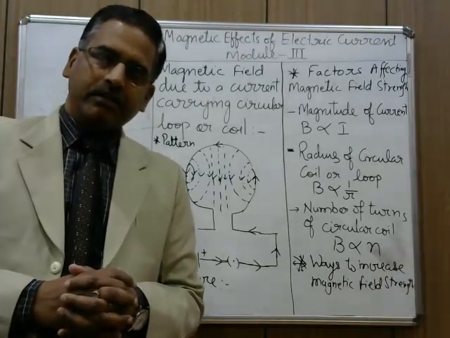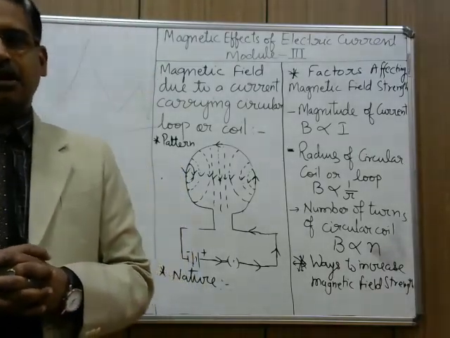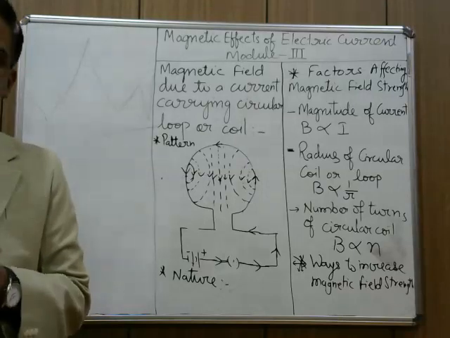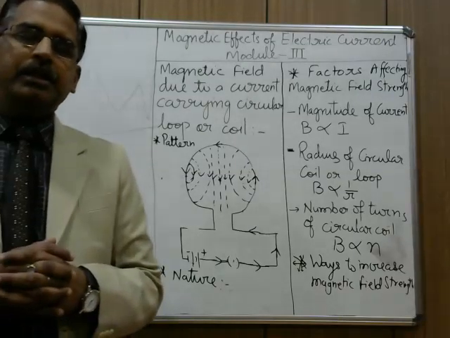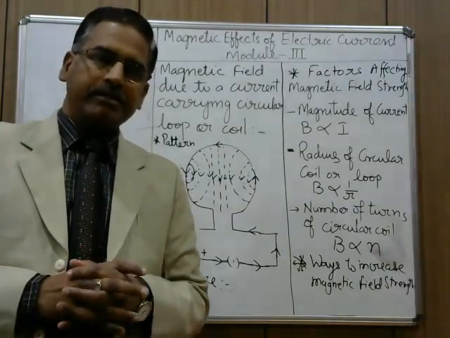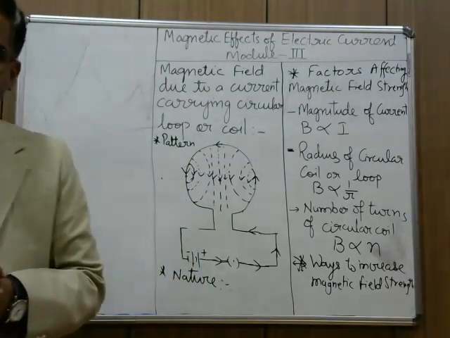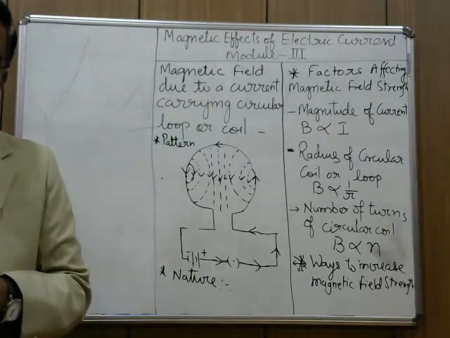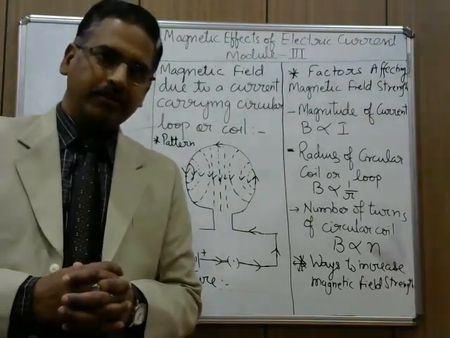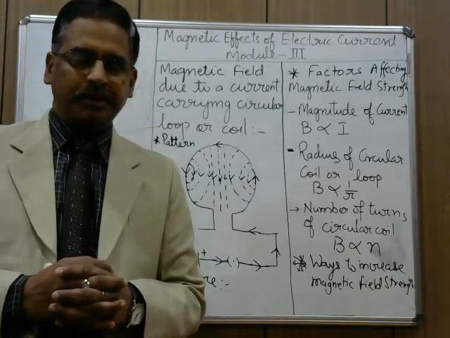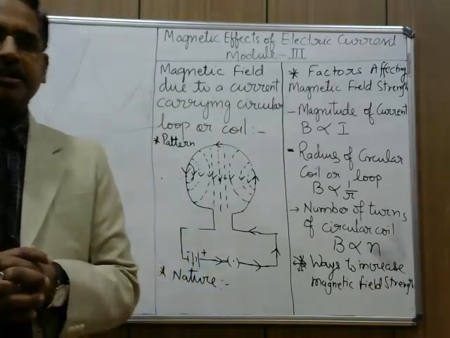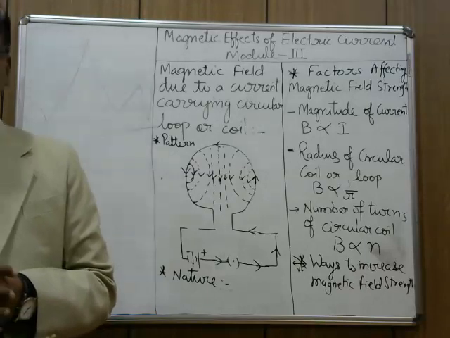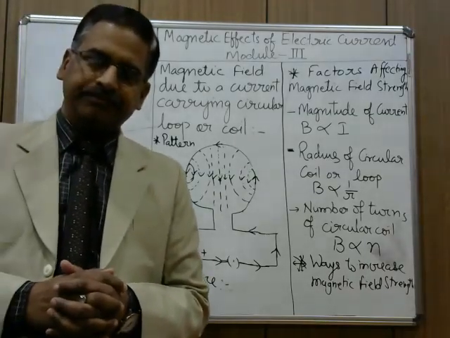Second factor is radius of the circular loop. Magnetic field strength also depends upon the radius of the circular loop, and that is, magnetic field strength is inversely proportional to the radius of the circular loop. The greater the radius, the lesser will be the magnetic field strength at the center, and vice versa.